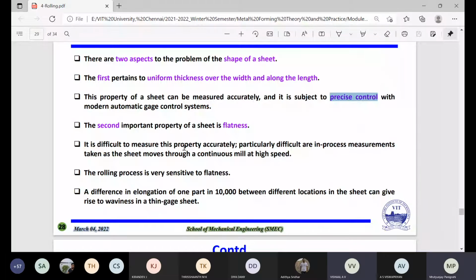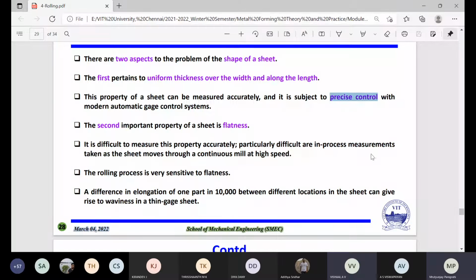And the second important property of a sheet is the flatness. Okay, it's difficult to measure this property whenever we are talking about the flatness because it's a long sheet. So that's why we are telling this is difficult. And also, if you remember, I told in the laboratory, normally the rolling and this kind of work is very difficult because you need rollers and they should be very big. The equipment is very big. You need a big space, and whenever you are putting a sheet, actually, you need a long space there. Okay, so it is difficult to measure this property.